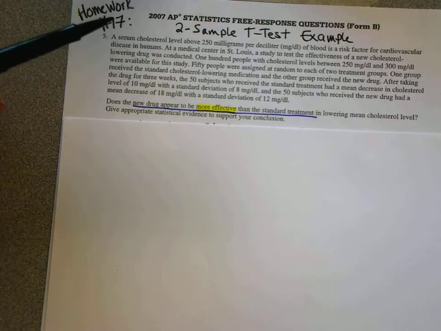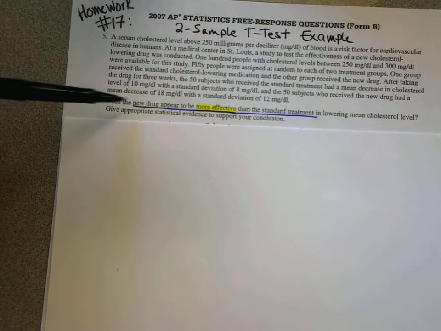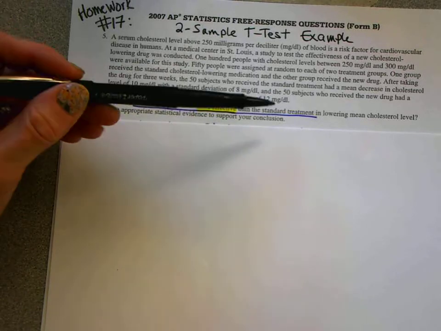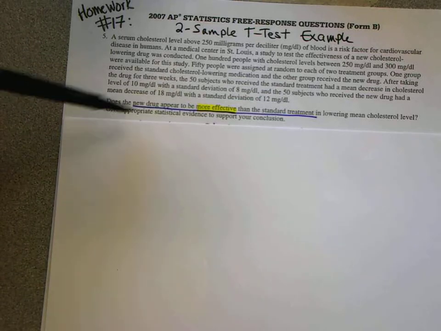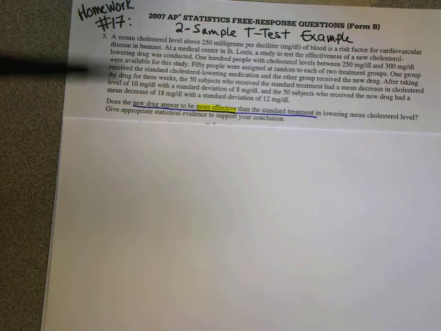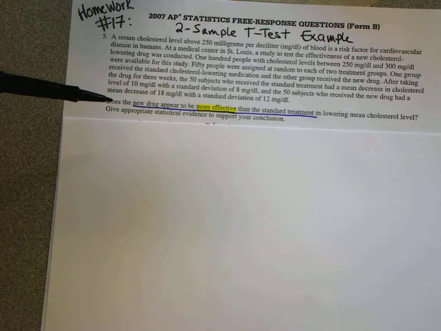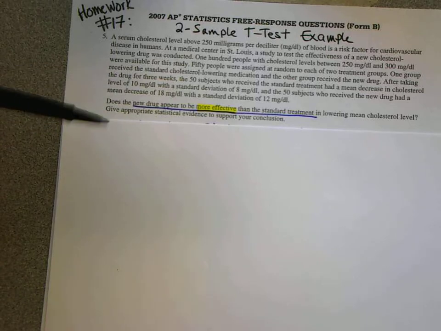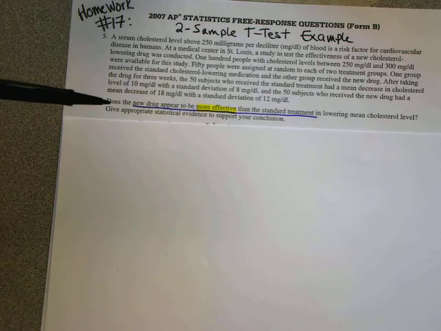So this is how they ask the question oftentimes in AP when they want you to do a hypothesis test. They'll say things like, does the new drug appear to be more effective than the standard treatment in lowering mean cholesterol level? Give appropriate statistical evidence to support your conclusion. Nowhere does it say do a hypothesis test. It doesn't always give you an alpha level to decide whether it's significant or not. They allow you to choose your own sometimes. That's sometimes the tricky thing for students, they don't realize when they see that, oh, they want me to do a whole hypothesis test. If you don't do all of those parts, you're going to lose quite a bit of credit.